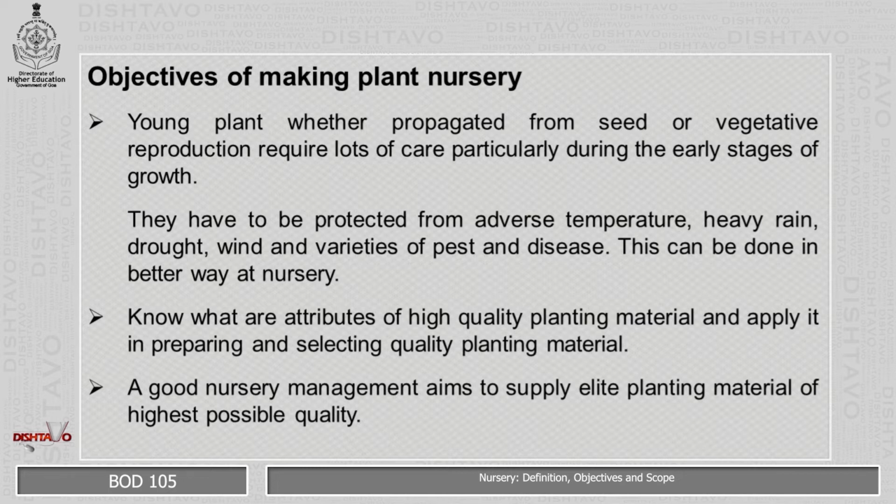Also, an objective of the nursery is to know the attributes of high quality planting material which will give us better yield and better production at a later stage, and to prepare the planting material in such a way that we get maximum benefit out of it. Good nursery management aims to supply elite planting material for the highest possible quality of the final produce and to maximize the economic benefit from farming.